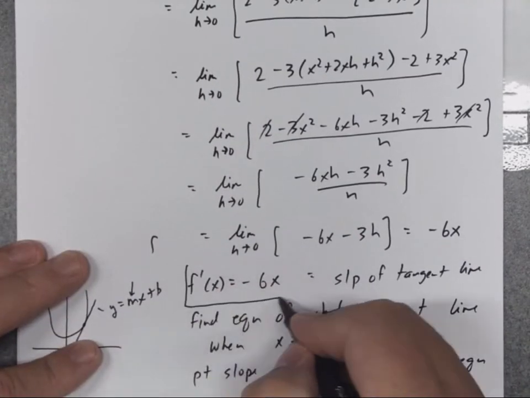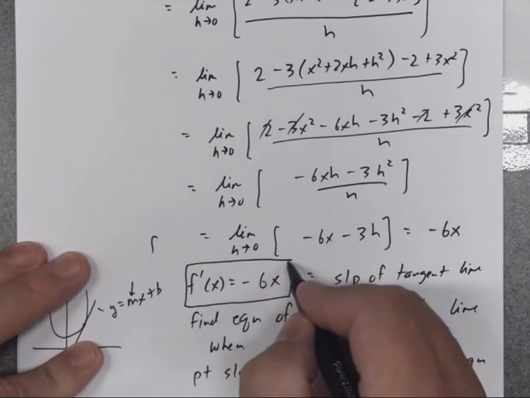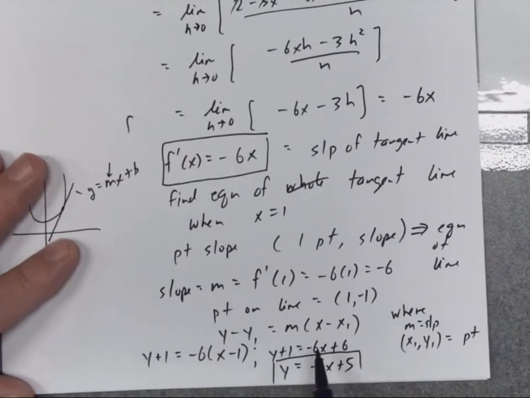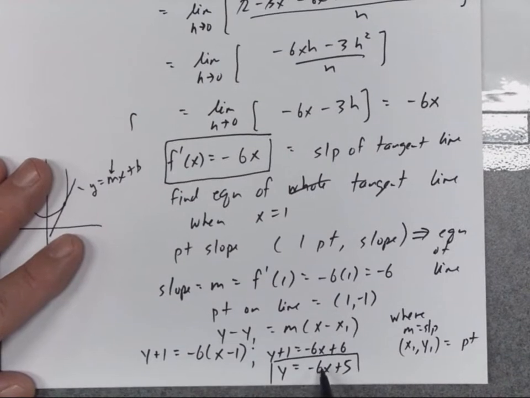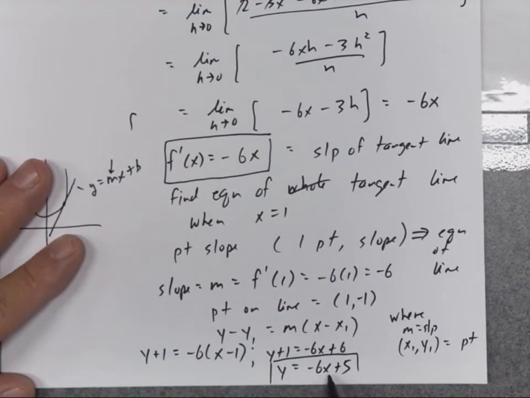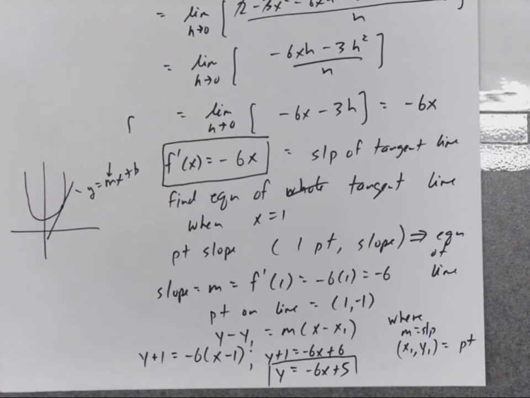So the two parts of this problem were find the derivative of the function, and then when x equals 1, find the equation of the tangent line. All right, not too bad. Okay, let's do a few more problems.